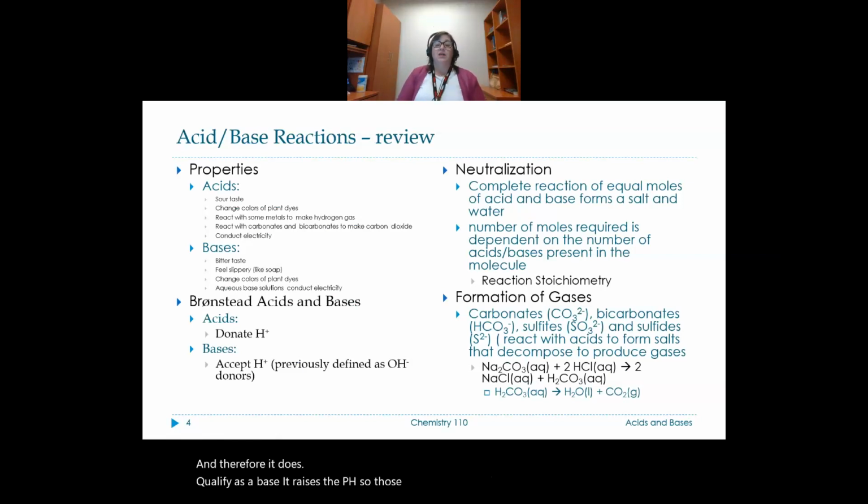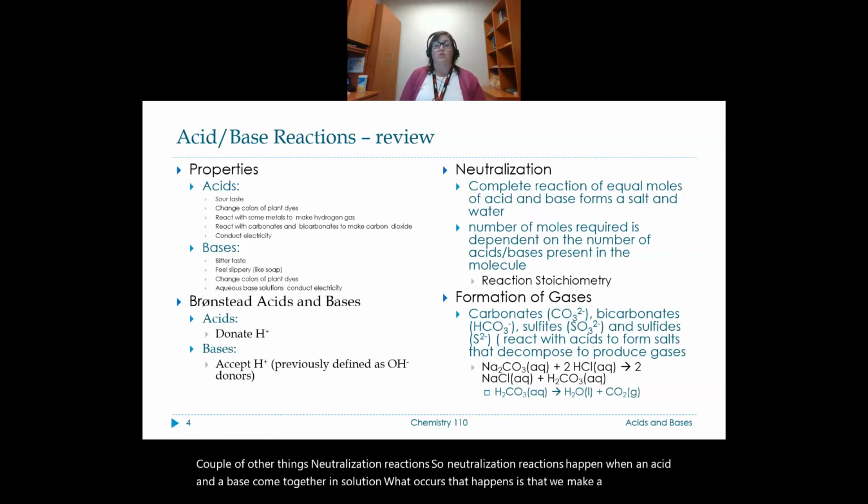A couple of other things. Neutralization reactions. So neutralization reactions happen when an acid and a base come together in solution. What occurs when that happens is that we make a salt, so an anion and a cation, and water. Those are the two products of that. The reaction is complete when we have the same number of moles of acid as we do of base. Now remember, sometimes an acid can be doubly or triply acidic. We'll talk about that later.